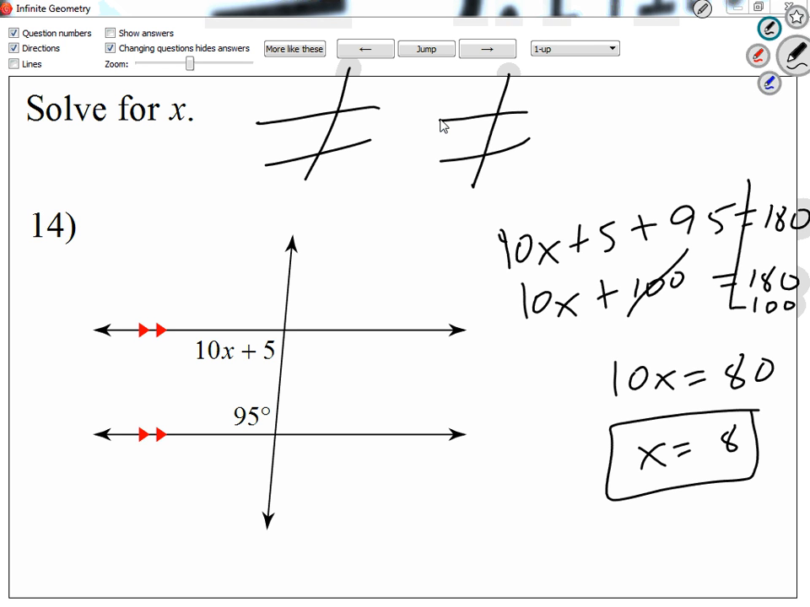Okay, you've got 11. Before I move to 11, let me explain something real quick. Corresponding are like this, right? Same side interior are like this. So that you guys can tell the difference. Alright, let's take a look at number 11.